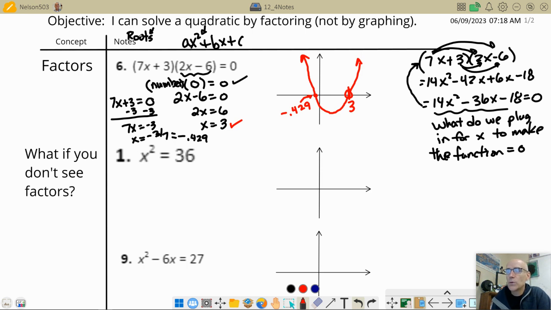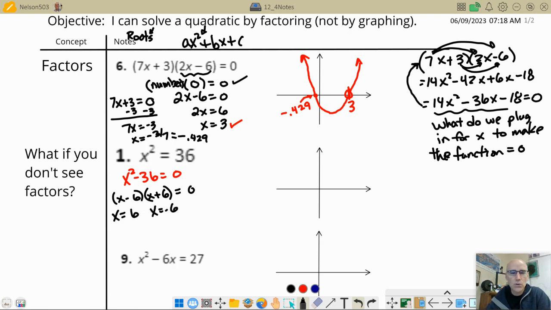So another word for root is 0, because we're finding what would we plug in for x to make the function equal to 0. Let's look at a different situation. Let's say I had x squared equals 36. Okay, so if I subtract 36 from both sides, and then I try to factor this, it's a difference of 2 squares. So I try to factor this guy, and I get x minus 6, x plus 6. This was on our last chapter test, right? The difference of 2 squares factors like this. So I should have 2 answers, x equals 6 and x equals negative 6.